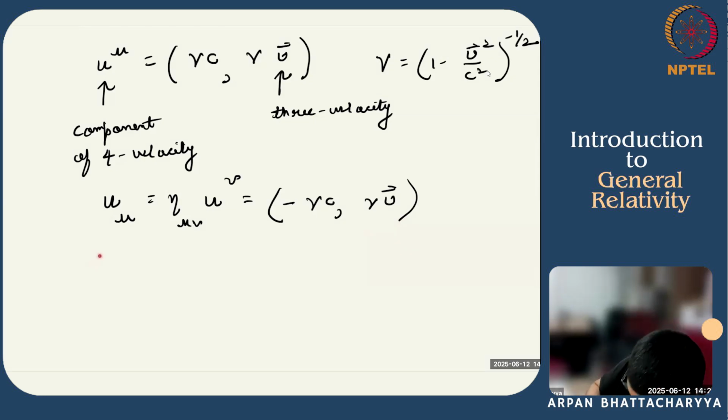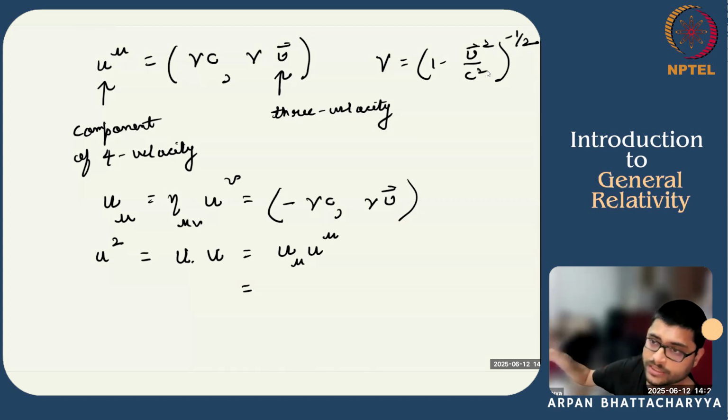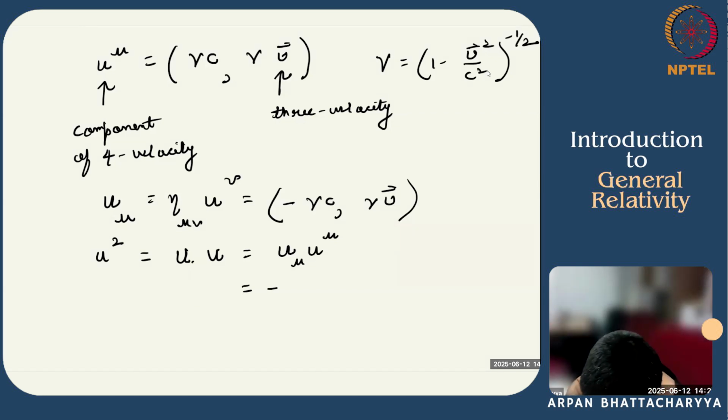And then we can calculate the squared norm, which is nothing but u dot u, and in component notation, if you write it explicitly, this is u0 down times u0 up plus u1 down times u1 up, and so on. Just do that simple algebra. You get the following.